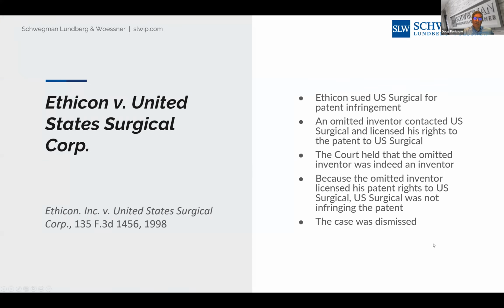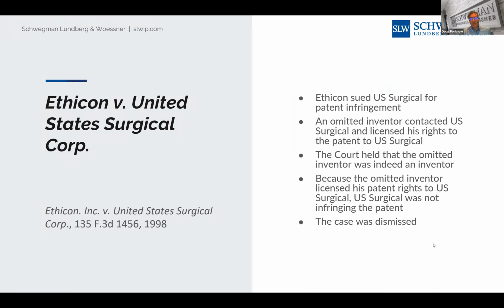I think US Surgical has now been absorbed into Covidien, if I recall. Anyway, there was a patent infringement suit. Ethicon sued US Surgical for patent infringement. And it turns out there was an omitted inventor on that patent. That omitted inventor somehow got wind of this suit, contacted the defendant, US Surgical, and ended up licensing his or her rights to that patent to US Surgical.